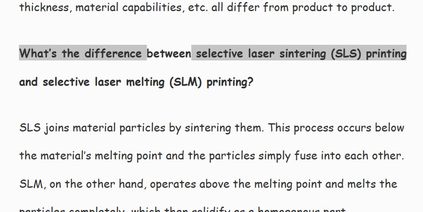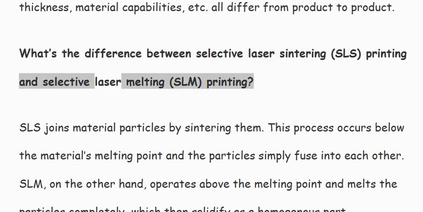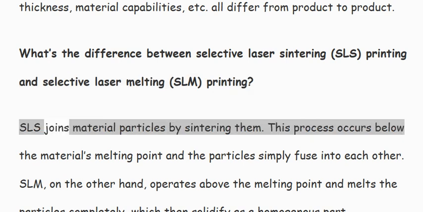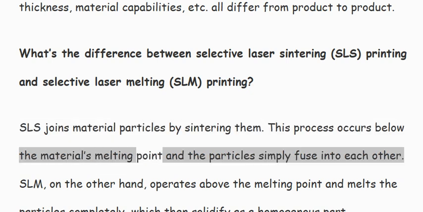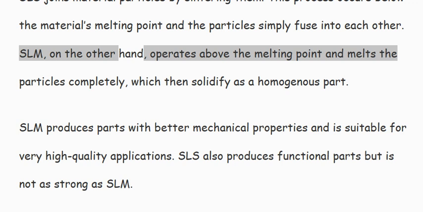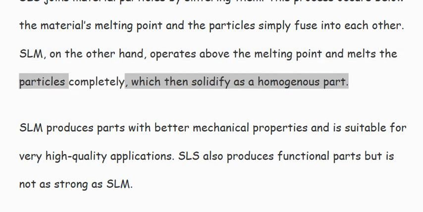What's the difference between selective laser sintering (SLS) printing and selective laser melting (SLM) printing? SLS joins material particles by sintering them. This process occurs below the material's melting point, and the particles simply fuse into each other. SLM, on the other hand, operates above the melting point and melts the particles completely, which then solidify as a homogeneous part.